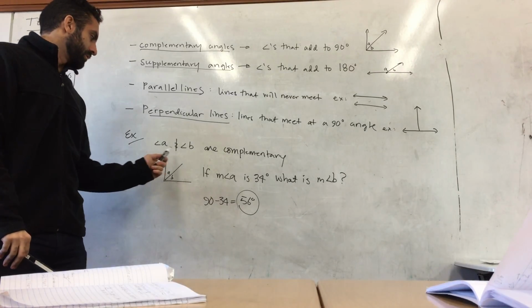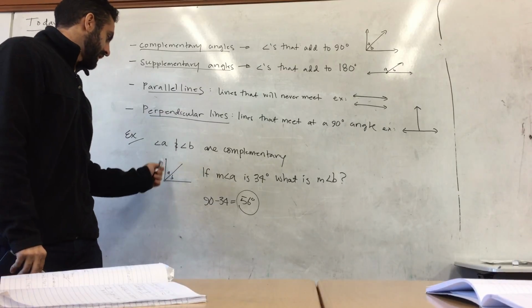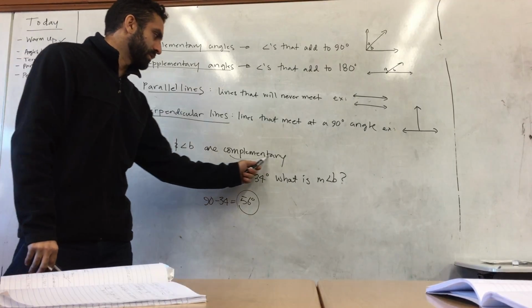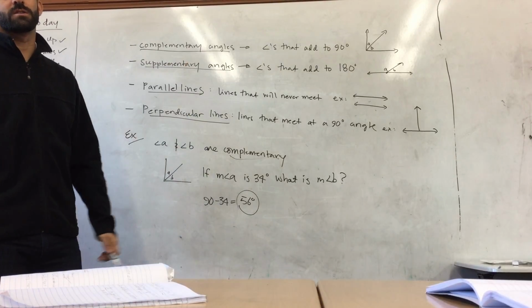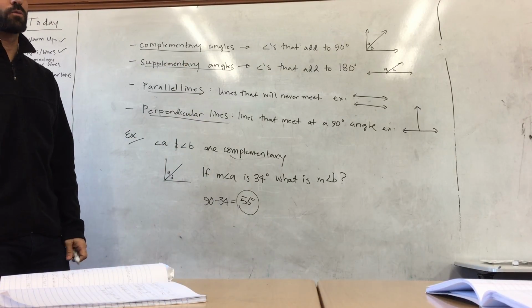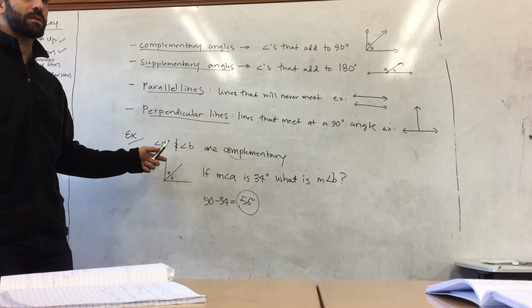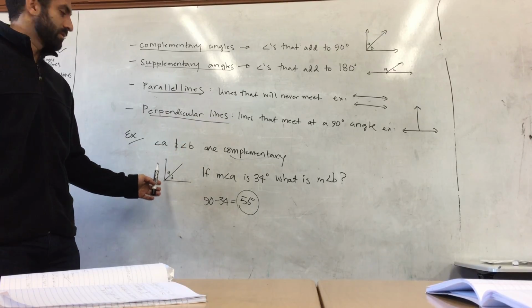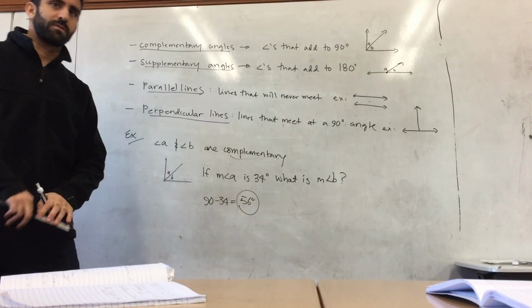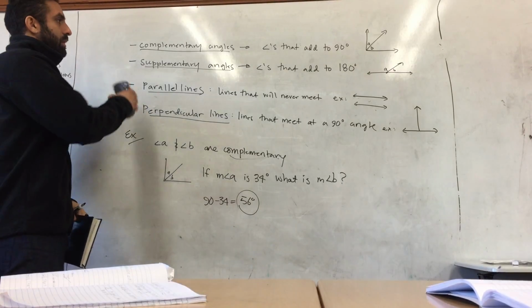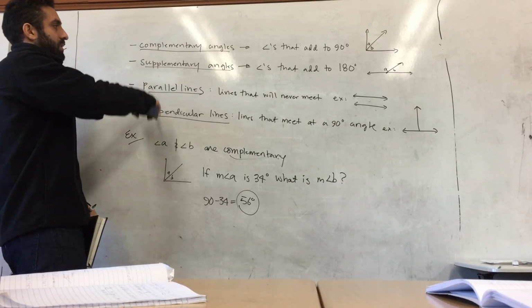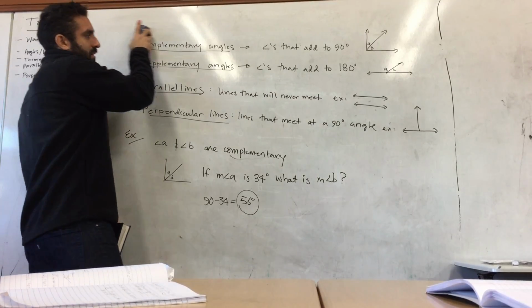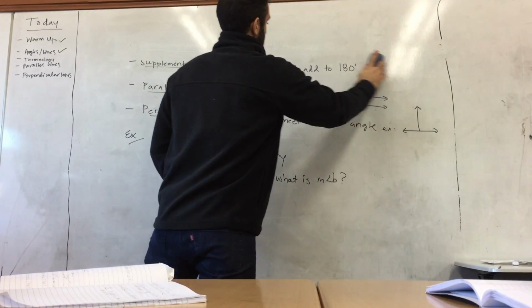Okay, the information given to you is that angle A and angle B are complementary. What does that mean? That they add up to 90 degrees. Okay, we're just taking a definition and applying it. The measure of A is 34. You guys all have this in your books? Yes. Alright, because I'm going to erase it.